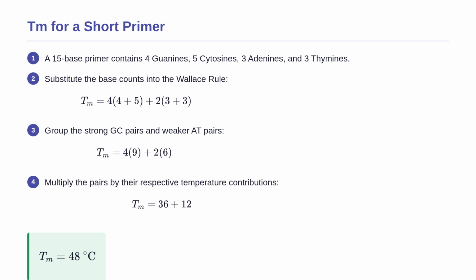Adding these together gives us a final melting temperature of 48 degrees Celsius. Physically, this means the scientist must set their PCR machine to around 48 degrees to allow this specific primer to successfully bind to its target.